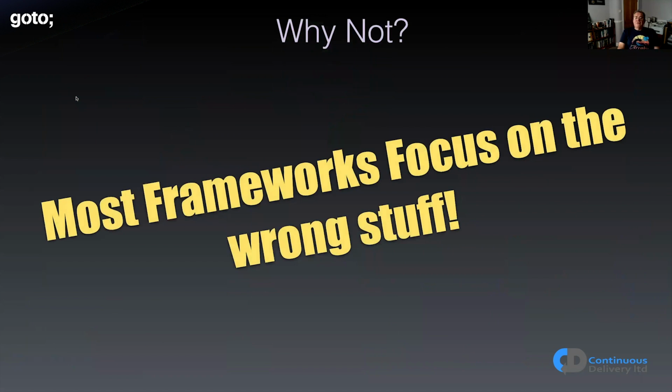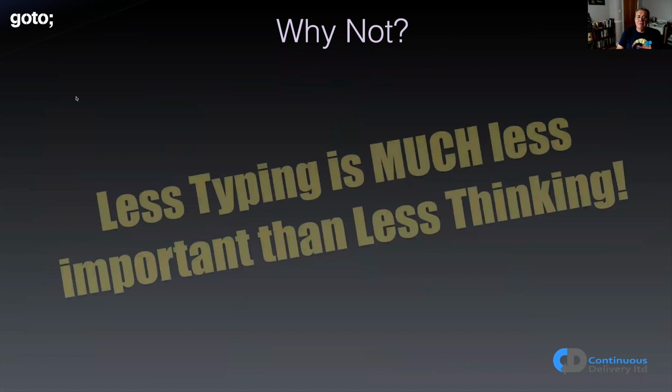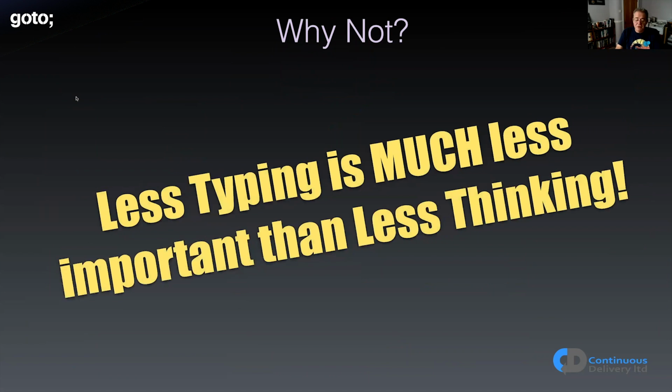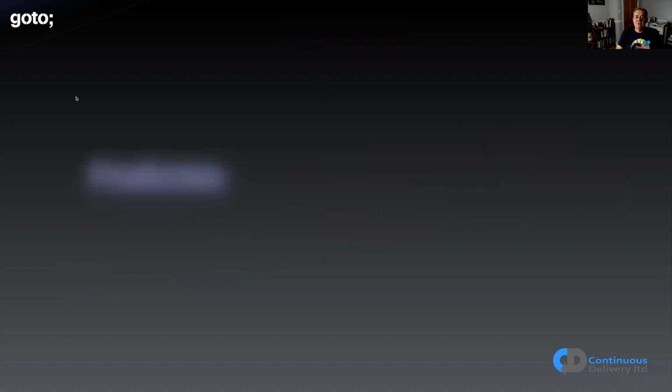So why not? Most frameworks, I think, focus on the wrong things. I think this is also true of languages a little bit, in that they're mostly focused on trying to optimize for less typing. And I don't think that's the problem. I think if my typing is bad enough to be the constraint on my programming, I'm doing it wrong. I should learn to type. I think what's more important is trying to optimize for better thinking. And I think that's a more successful strategy.